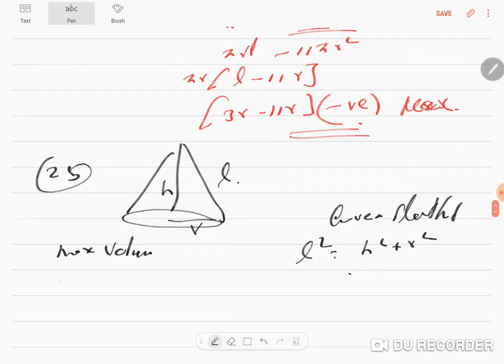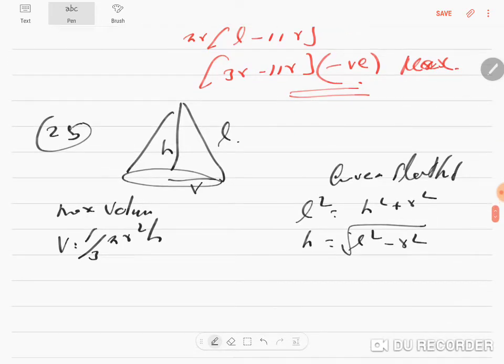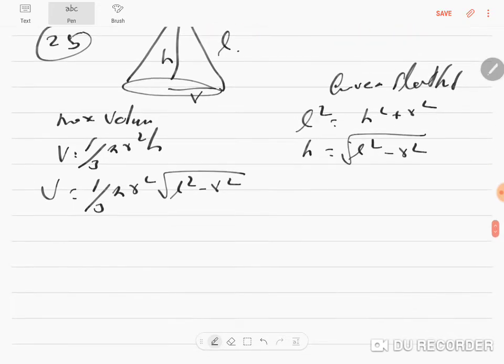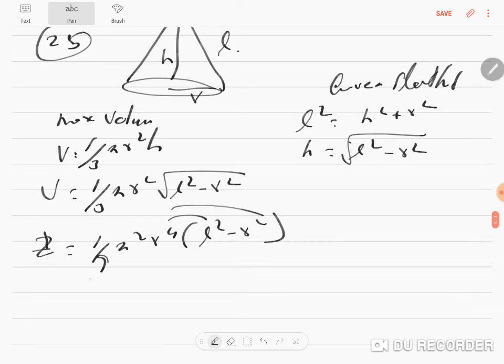And you are going to write the volume of the cone as 1 by 3 pi r square h. You want h, which is root of L square minus r square, correct? So then write here 1 by 3 pi r square root of L square minus r square. I told you to square both sides. The v square can be considered as z. 1 by 9 pi square r to the power 4 into L square minus r square. Bring it in. Keep the 1 by 9 and pi square out. L square r to the power 4 minus r to the power 6.